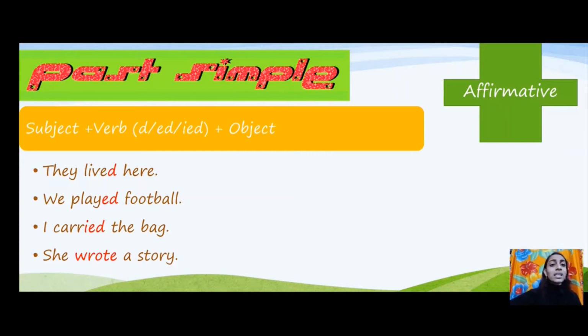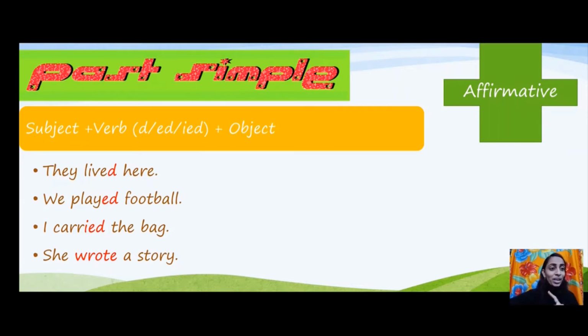Very good. Now, let us see how to form an affirmative sentence in past simple. Let us see the structure first. The structure is subject plus verb, and we are supposed to add d or ed or ied to the verb, and then comes the object. And when to use ed and ied? You all know, right? If the verb is ending in a vowel followed by y, in that case we are supposed to add ed to the verb. And if the verb is ending in consonant followed by y, in that case we have to remove y and we are supposed to add ied.